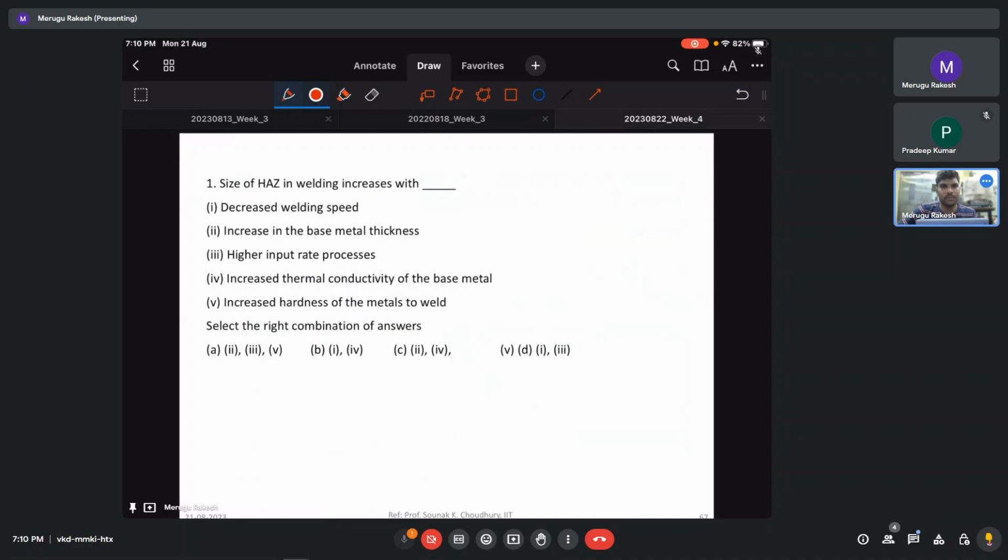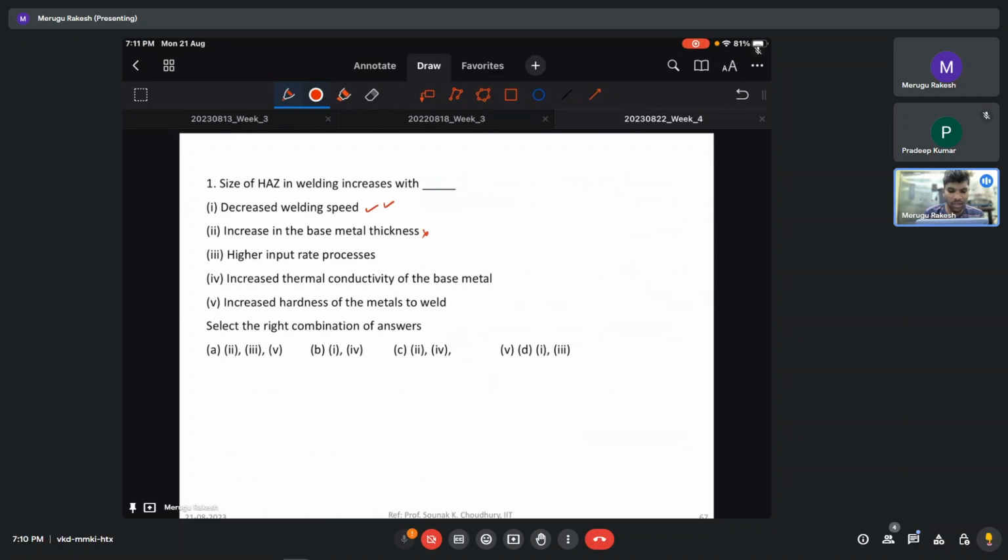Okay, let me discuss. The question is about the heat affected zone. The size of the heat affected zone in welding increases with... The first one is with decrease in welding speed. Yes, this is true. Increase in base metal thickness: this is wrong, because with decrease in base metal thickness, the heat affected zone will increase.